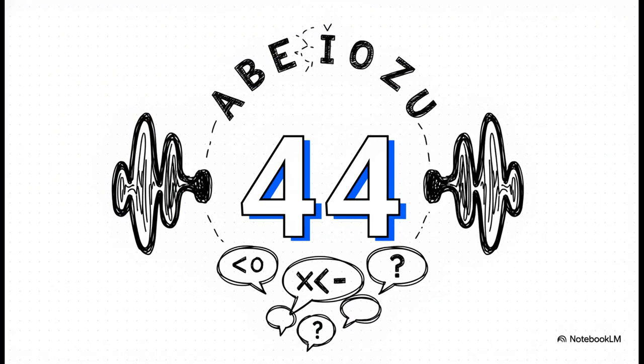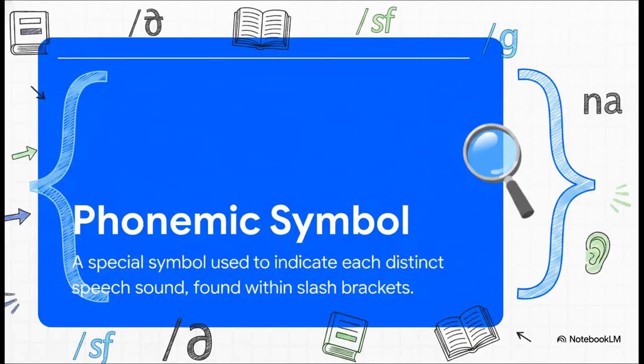If we can't actually trust the alphabet to tell us how to say a word, what can we trust? Well, phoneticians created a pretty brilliant solution. But to really get it, we have to look at the stark math behind the English language. The fundamental problem here is that there are only 26 letters in the English alphabet. But, and here's the kicker, there are 44 actual distinct speech sounds in the language. Those 26 letters simply aren't enough to cover all 44 sounds without overlapping and causing that exact confusion we just talked about.